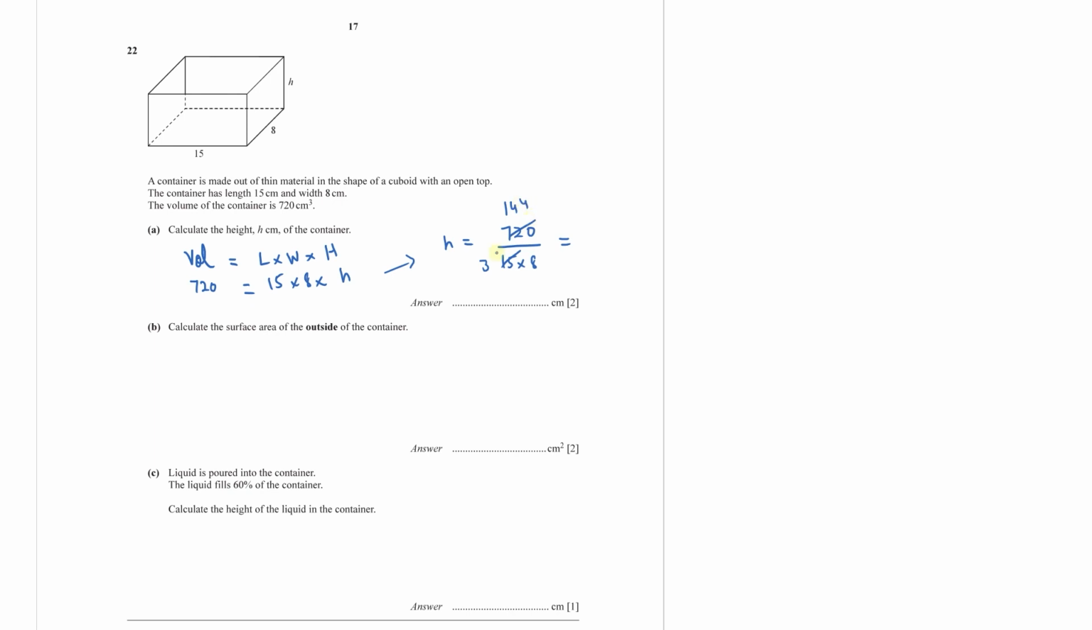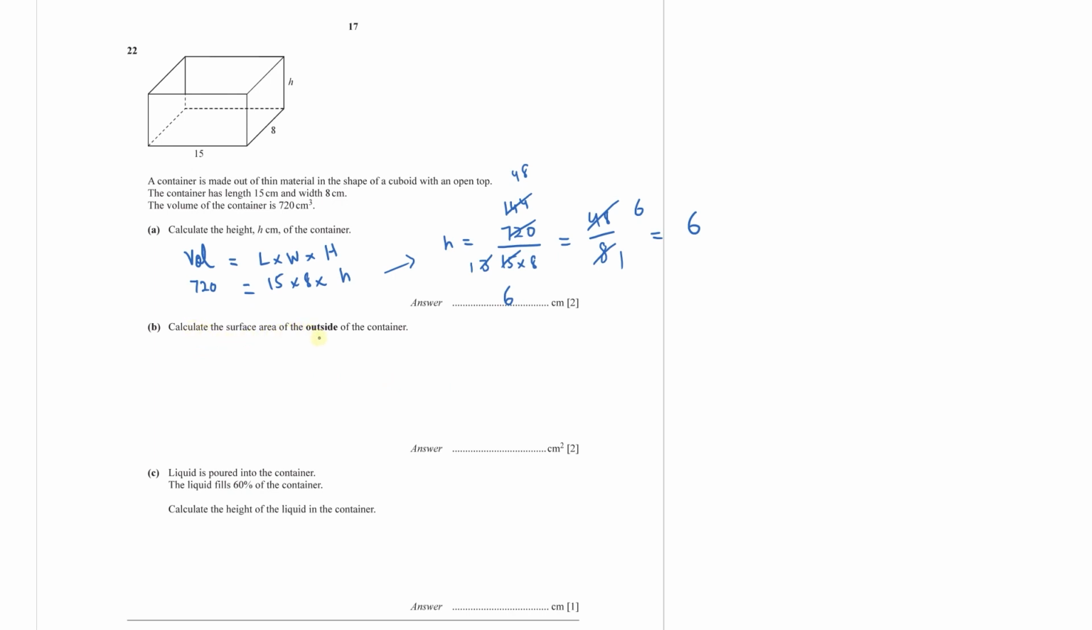And 144 is divisible by 3, so 3 times 1, 3 fours are 12, and 8. And then you get 48 over 8, and 8 times 1 is 8, 8 times 6 is 48. So you get 6. So your height h is 6 centimeter.